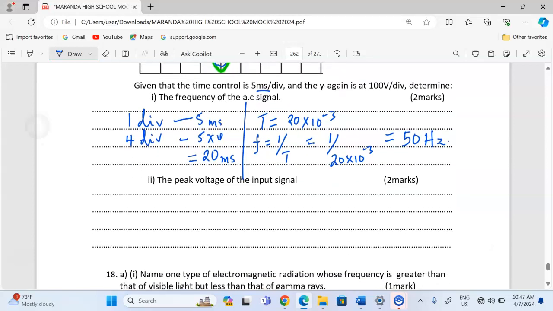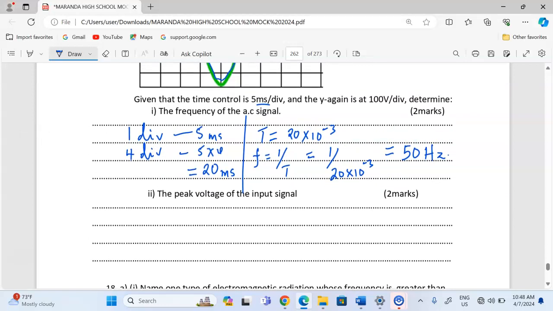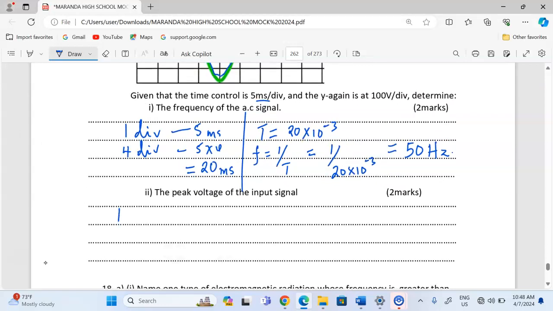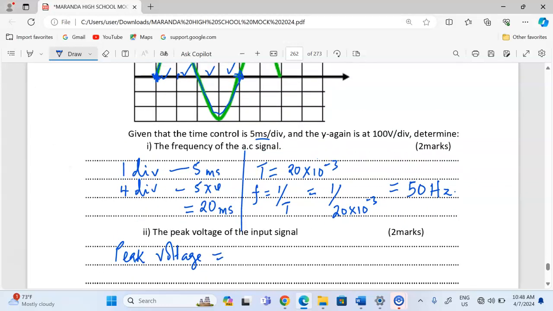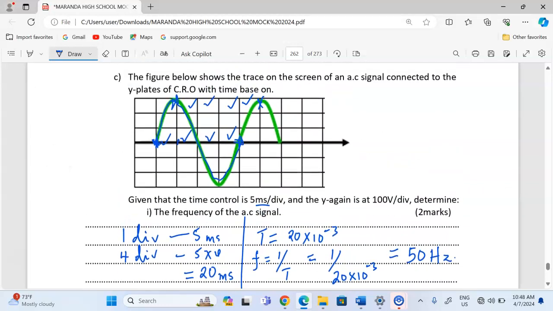We got number 2, which talks about the peak voltage. So for us to get the peak voltage, that is the highest voltage registered, remember this signal can be used as a voltmeter, so we can measure the highest voltage registered.